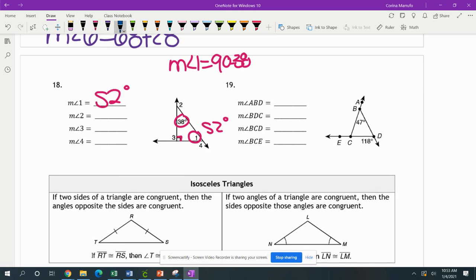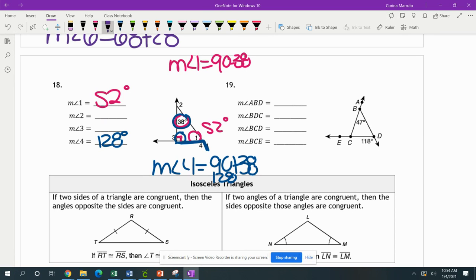Angle 4. Angle 4 is an exterior angle. So to find the measure of angle 4, we have to add the two opposite angles. If you see here how 1 is touching angle 4, that's not the numbers that you add. The opposite ones would be the 90-degree angle and the 38. So the measure of angle 4 is equal to 90 plus 38, which gives us 128 degrees. All right, the next one.